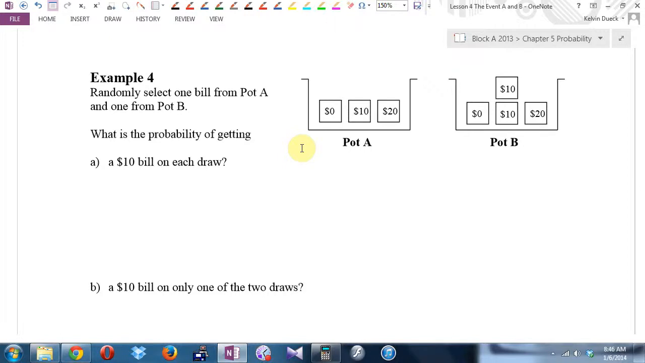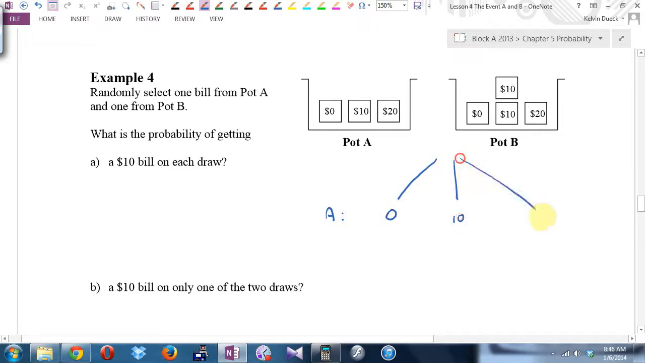So my tree is going to look like this. It's going to have 2 levels. On the first level is going to be whatever I got in pot A. Now, what can I get in pot A? What are my possibilities? What are my outcomes? So it could look like this. You can get a 0, a 10, or a 20. Those are the possibilities for level A or pot A.